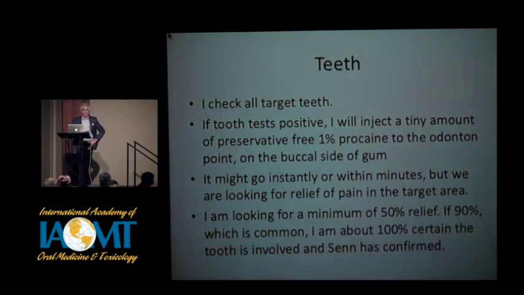Dr. Sen, what do you have to say about that? Dr. Sen just said that when we do this and they get close to 100% relief of pain, it's 100% accurate. And sometimes we get 100%. I mean, if it gets 80%, that's good enough.